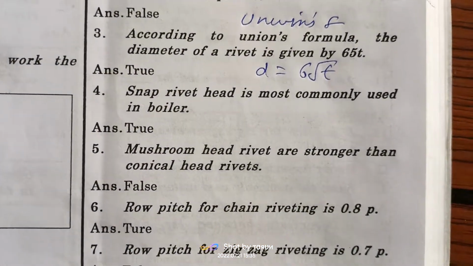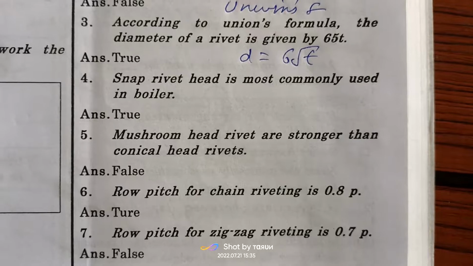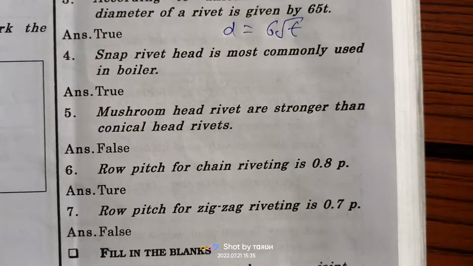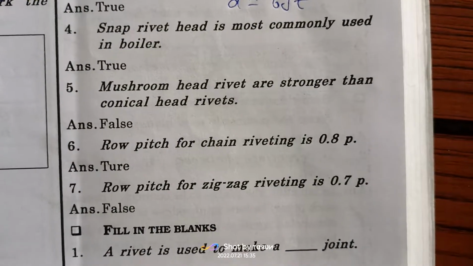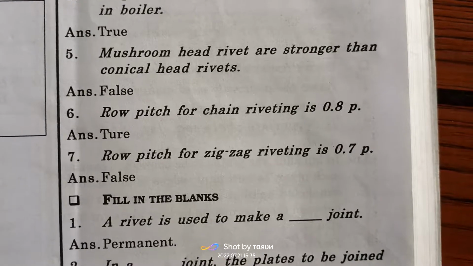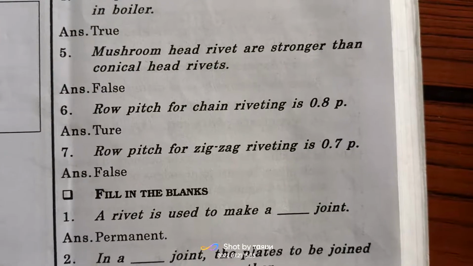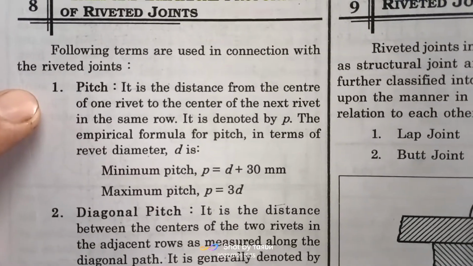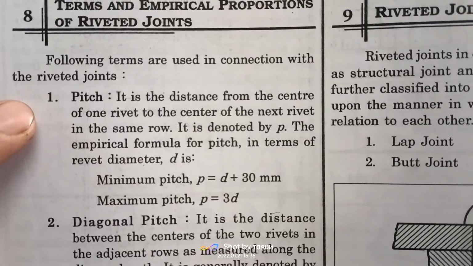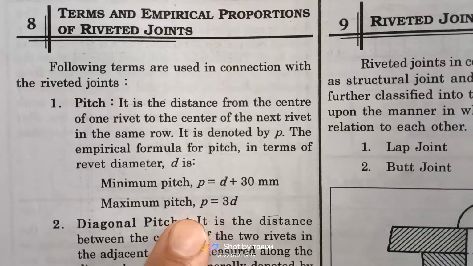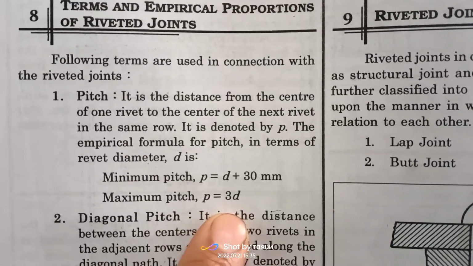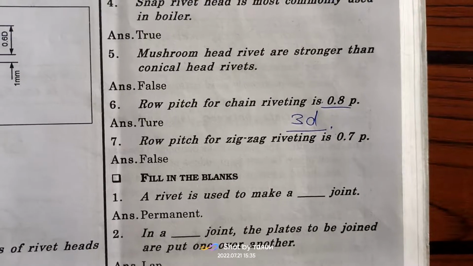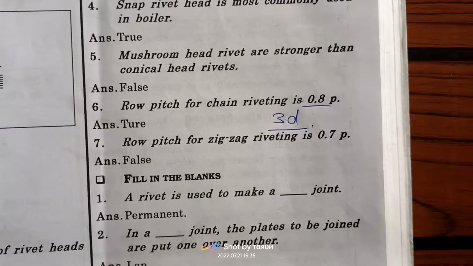True. Snap head rivet is most commonly used in boiler. True. Mushroom head rivets are stronger than conical head rivets. No. Conical head rivets are stronger. Row pitch for chain riveting is 0.8 d. Pitch is the distance from the center of one rivet to the center of the next rivet in the same row. It is denoted by P. The empirical formula for the pitch, maximum pitch is 3d. The row pitch for zigzag riveting is 0.7 p. No, false.